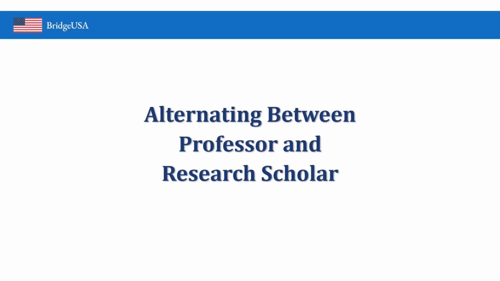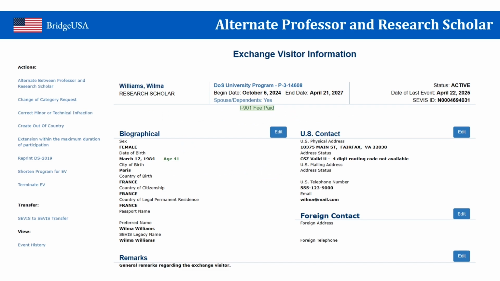Now we will talk about the function used to alternate an exchange visitor's category between professor and research scholar. On the Exchange Visitor Information page, you can see that the exchange visitor's category is research scholar. To change the exchange visitor's category to professor, to better reflect their activity at a given point in time, click the Alternate Between Professor and Research Scholar link.